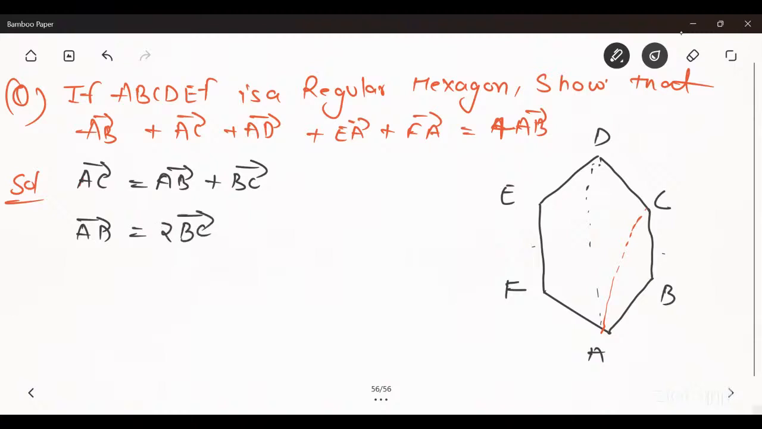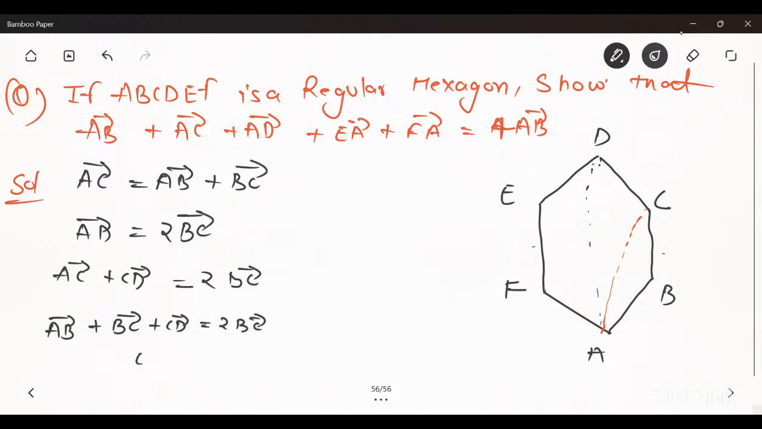But from the figure, AD vector is equal to AC vector plus CD vector. So AC vector plus CD vector is equal to two times of BC vector, and AC vector is equal to AB vector plus BC vector. So AB vector plus BC vector plus CD vector is equal to two times of BC vector. So the CD vector is equal to 2BC minus BC minus AB, which will become BC vector minus AB vector. So this is the value of CD vector.